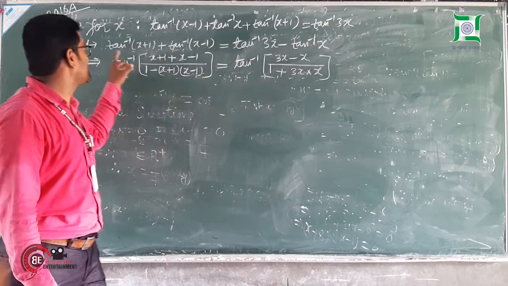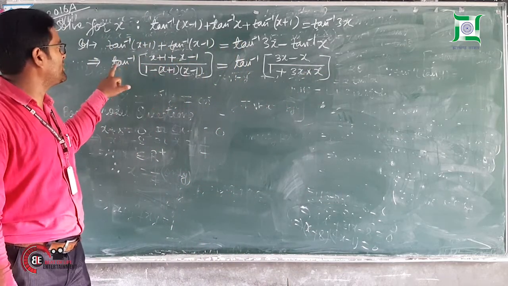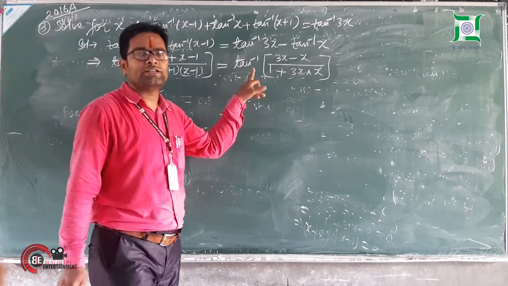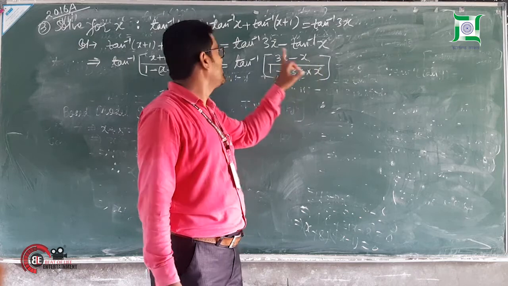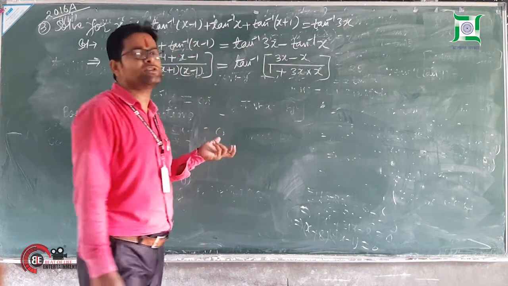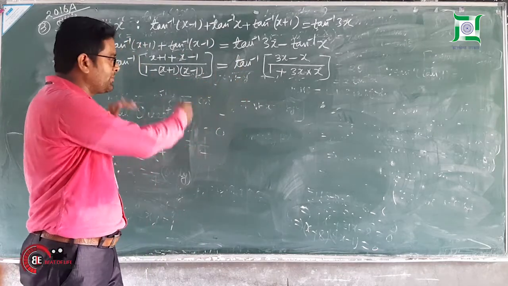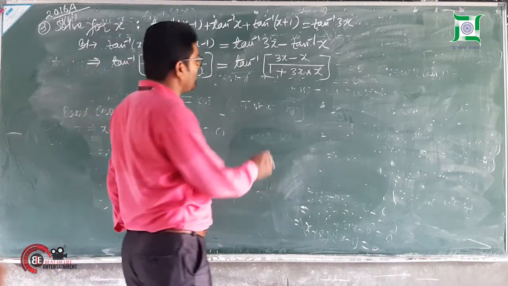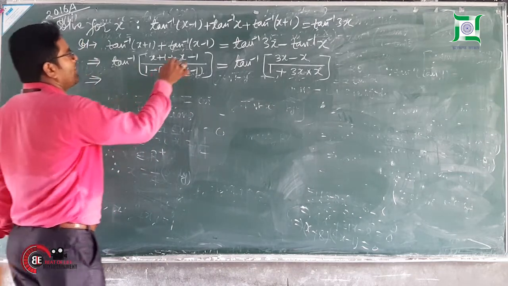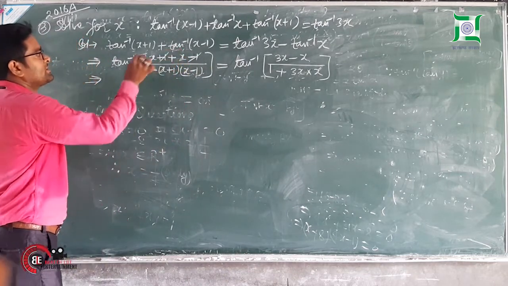Tan inverse x plus tan inverse y is equal to tan inverse of (x plus y) by (1 minus xy). And here, tan inverse x minus tan inverse y is equal to tan inverse of (x minus y) by (1 plus xy). If any student makes a mistake here, they will never get the result. Now let us proceed further. 1 gets cancelled. It is 2x.